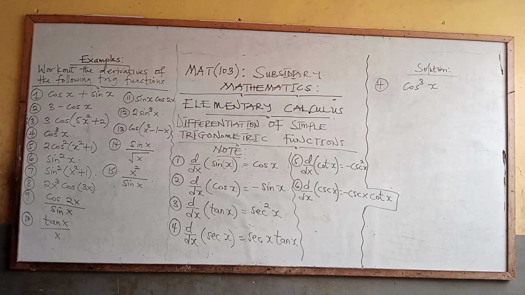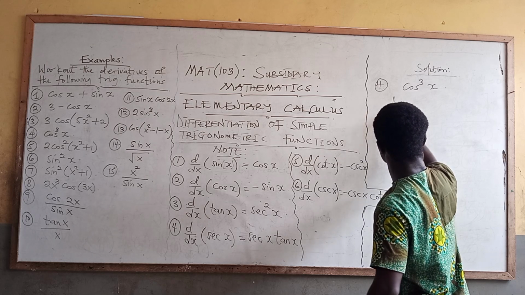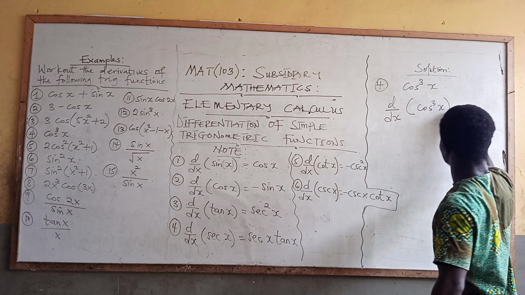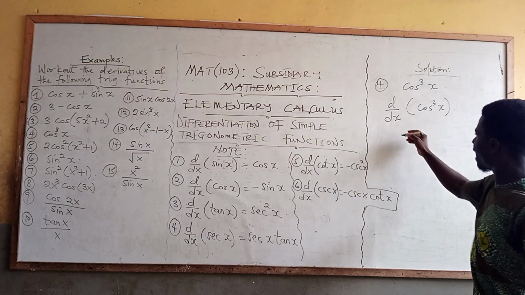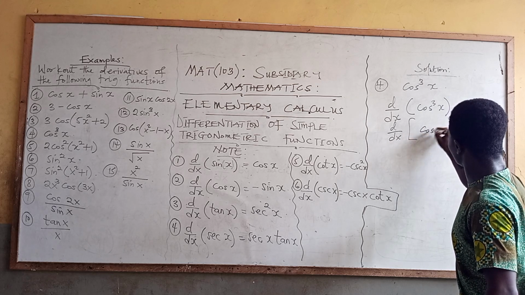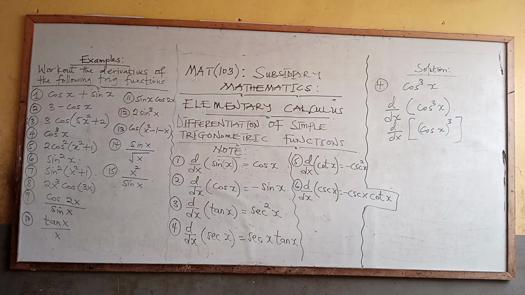All right, so let's see this question. Question 4: cos cubed x. We want to differentiate that, so we differentiate cos cubed x with respect to x. Now, we can write it as (cos x) to the 3.